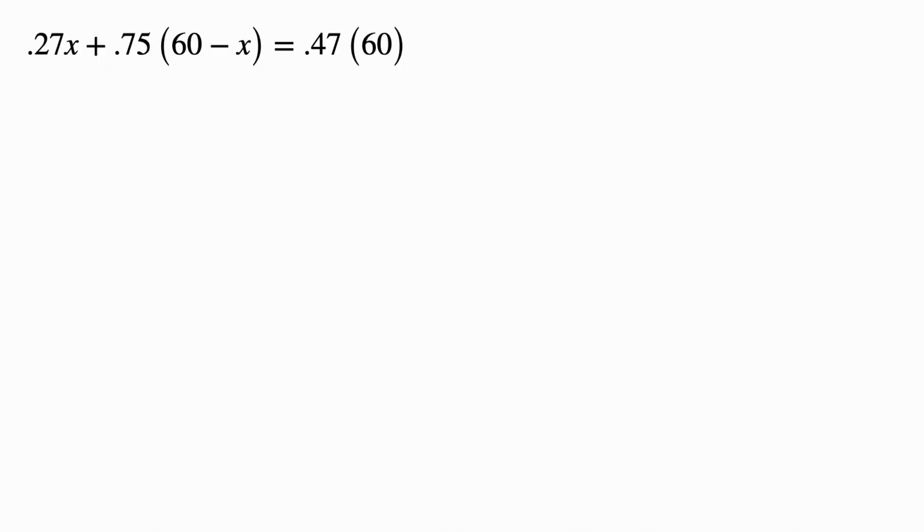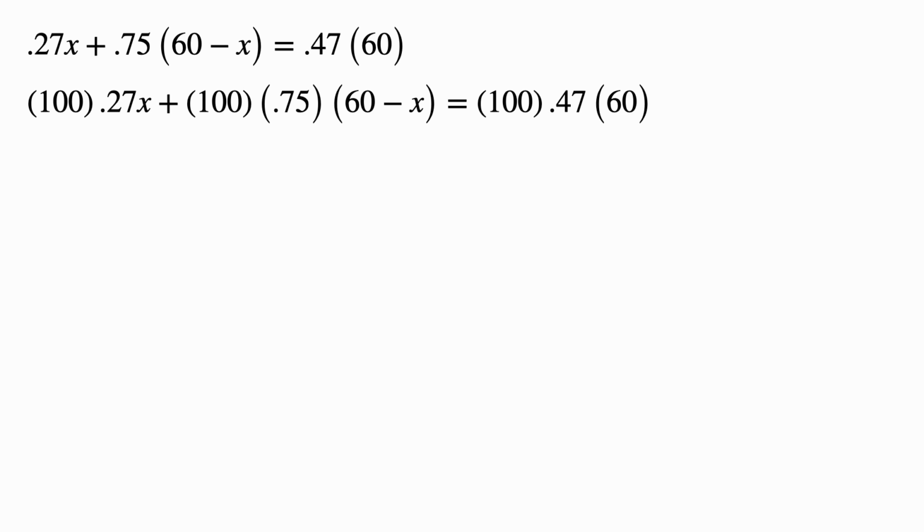Another suggestion I can give is to get rid of the decimals. True, we don't have to do this step, but some of you may not be comfortable with decimals, and this step will generally make things easier to solve this problem. So we'll multiply each term by 100 to keep the equations equal, like a teeter-totter, and we can shift the decimal place to the right by 2 since we're multiplying by 100. The equation has two parts to it, so we need to multiply by 100 for each part. Multiplying by 100, we get 27x plus 75 times 60 minus x in parentheses equals 47 times 60.